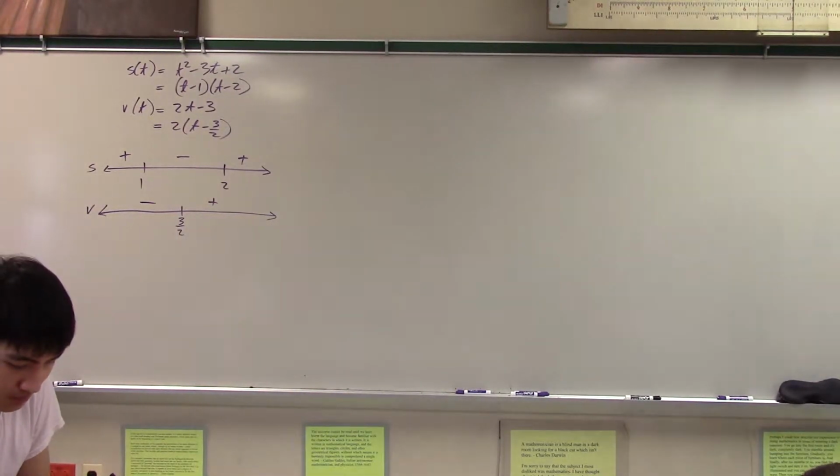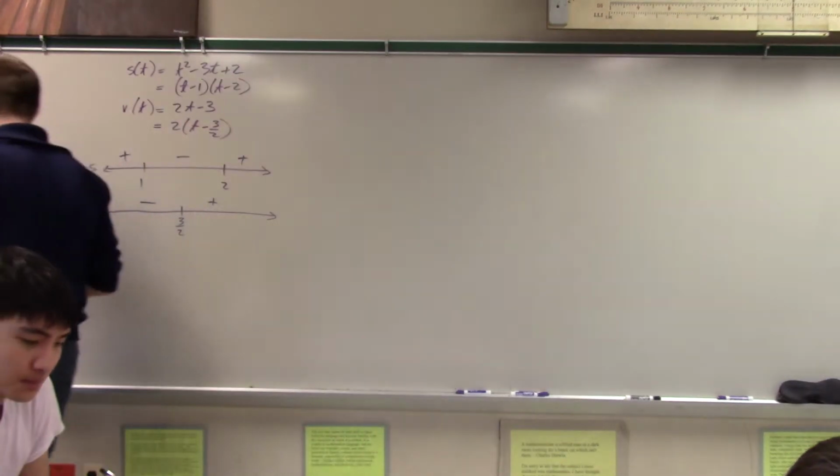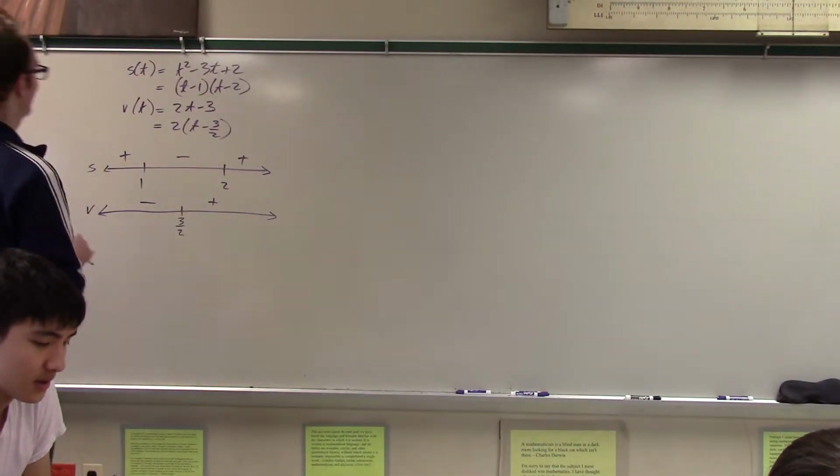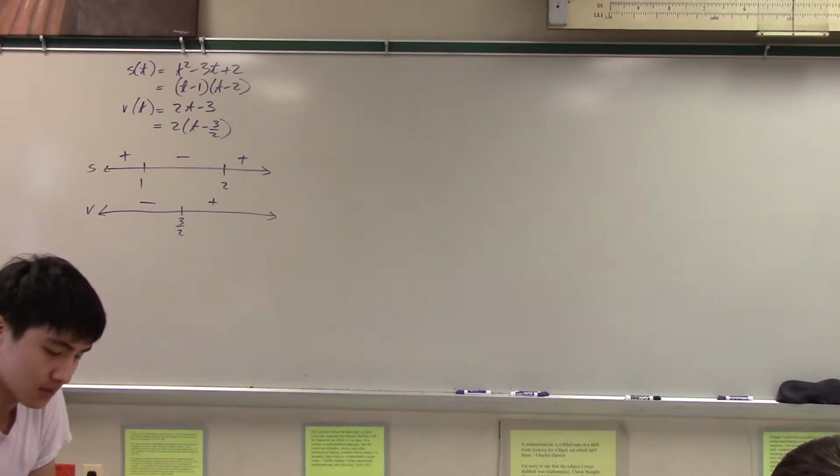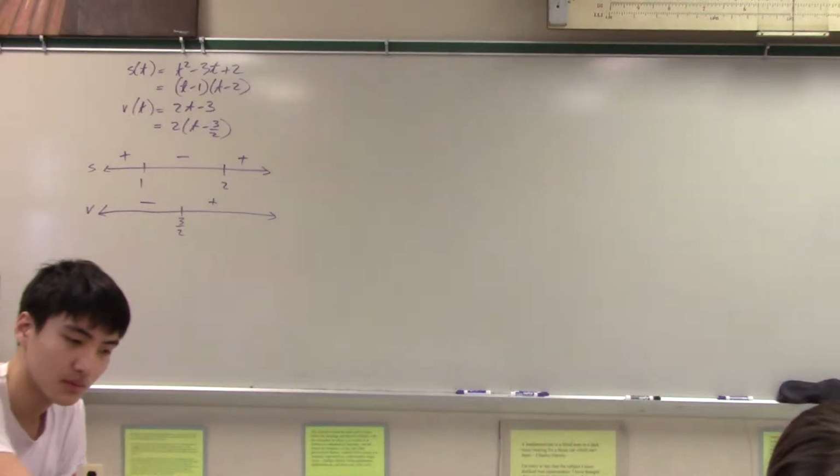V of t is 1. Oh yeah, I forgot to do acceleration, right? Here I have one packet.